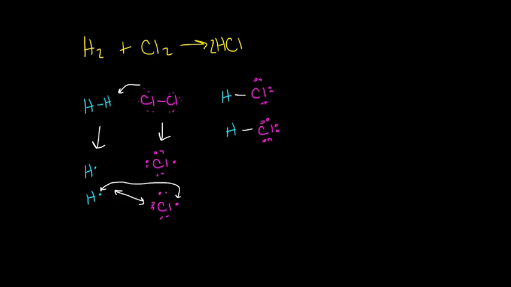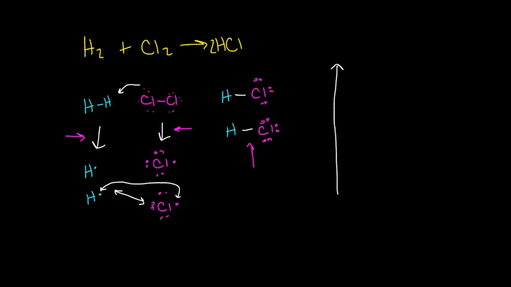So we have two major steps here. The first step is breaking all of the bonds in our reactants. So we are breaking apart this H-H bond and we are breaking apart the Cl-Cl bond. Whenever you break bonds, it takes energy. And the second step is occurring here where we're creating this new covalent bond between hydrogen and chlorine atoms. And whenever we create bonds, that releases energy. All right, so we really have two big energetic steps here.